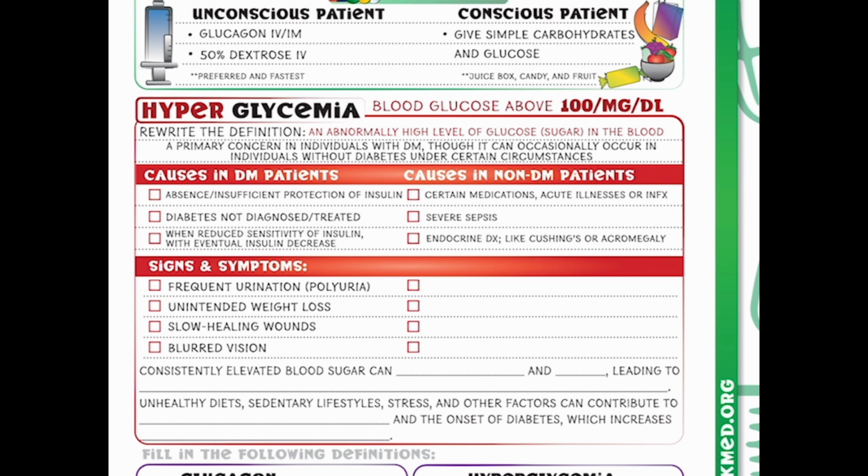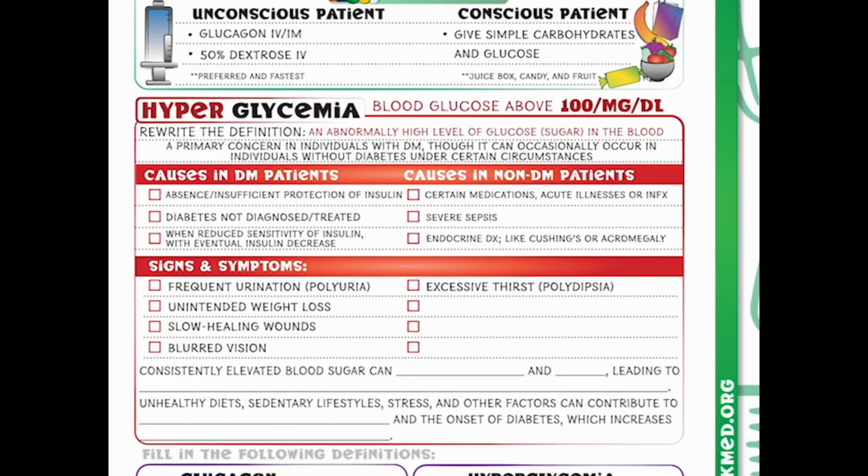We can also see blurred vision, and this is because high blood sugar can cause the lens inside the eye to swell. So this changes its shape and flexibility and can lead to temporary changes in vision. And persistent high glucose levels can actually damage the blood vessels in the retina, and this can lead to permanent vision loss. We'll also see excessive thirst due to the increase in urine production, that polyuria, that's going to lead to dehydration and trigger that sensation of thirst as our body's trying to replenish all the lost fluid.